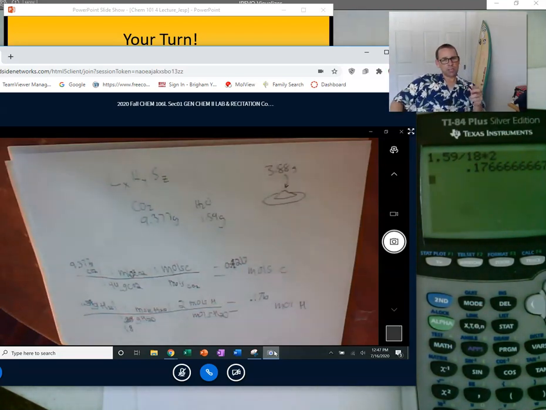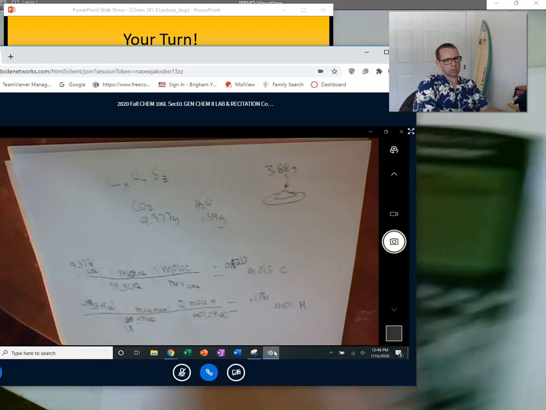What we have to do now is take the mass of the sample, 3.88, that's the grams total, and subtract the grams of carbon and the grams of hydrogen, right? So how do we determine how many grams of hydrogen? We got moles of hydrogen. How do we determine how many grams of hydrogen? Or is it the same amount because it's a 1-to-1 ratio?